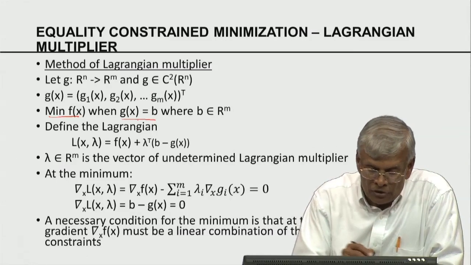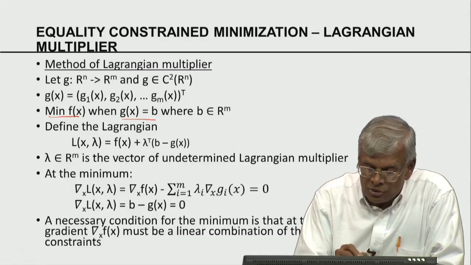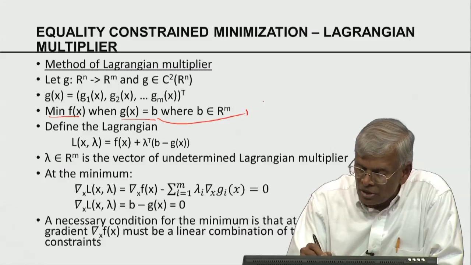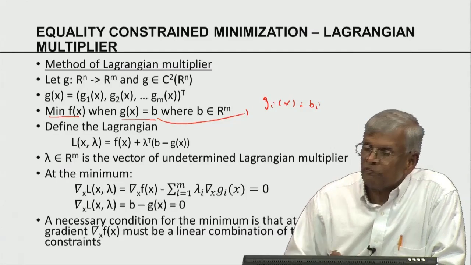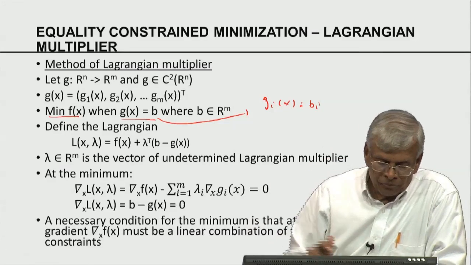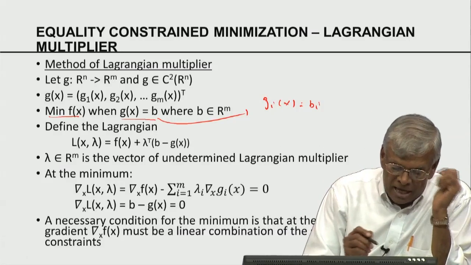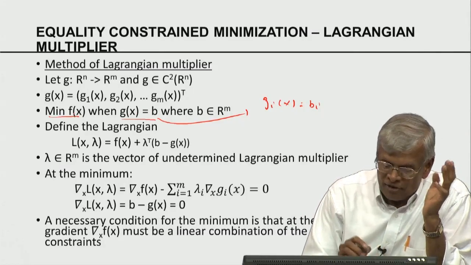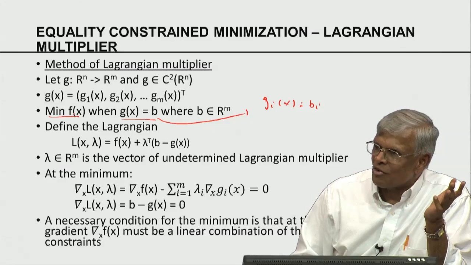So, g refers to g1, g2, gm, and b refers to b1, b2, bm. So, what does this constraint refer to? gi of x is equal to bi for i running from 1 to m. So, each of these is going to constrain. I would like to be able to minimize this under equality constraint. f of x is a nonlinear function, g is a nonlinear equality constraint.